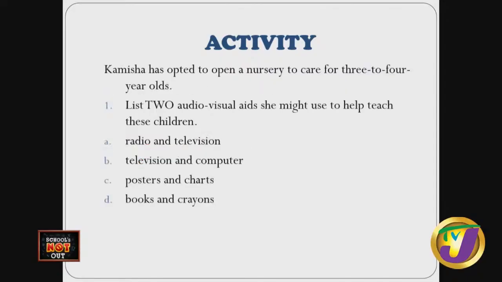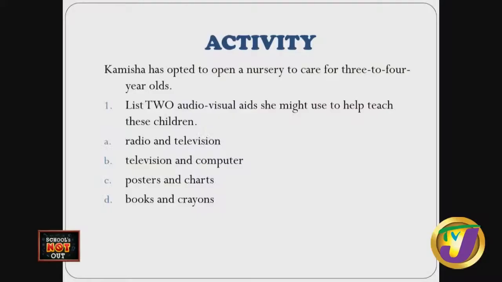Then, Kamisha has opted to open a nursery to care for 3 to 4-year-olds. List 2 audiovisual aids she might use to help teach these lessons. Audio visual. Remember to listen out or read with caution. Is it radio and television, television and computer, posters and charts, books and crayons? Because it is audio visual, so you're supposed to be seeing and hearing, it is television and computer.